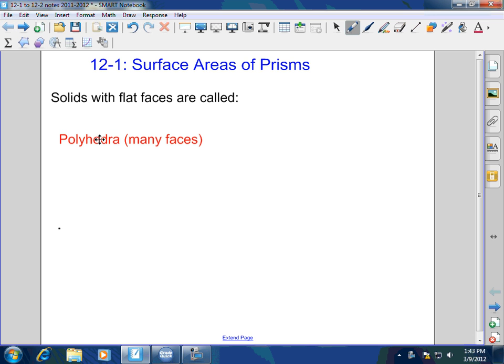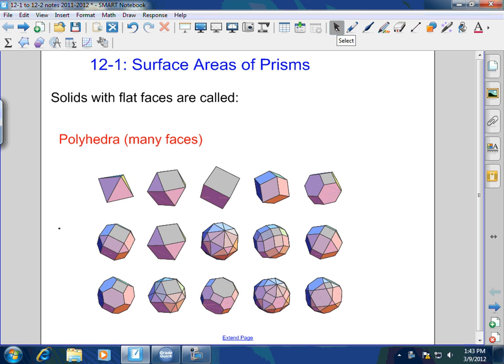Well, all of these are polyhedras. These are just some of the polyhedras in the world. This one right here is a polyhedra, but that's called the pyramid. We're going to talk about why it's a pyramid later. This guy right here, that's called the prism. In particular, it's a cube. Okay? All of these are polyhedras.